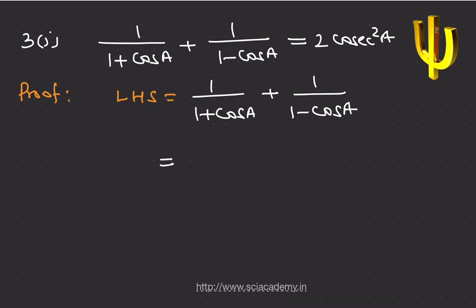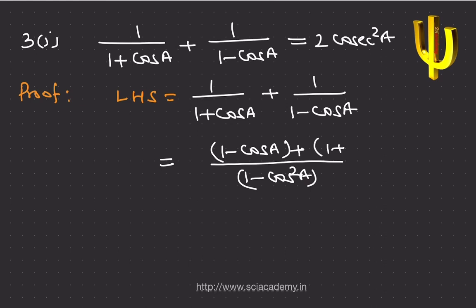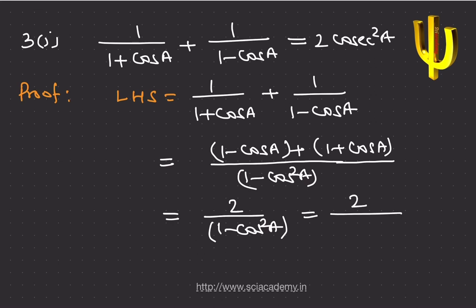That can be written as, taking the LCM, 1 minus cos square A, and numerator is 1 minus cos A plus 1 plus cos A. That means we have 2 by 1 minus cos square A, which after applying the identity, this becomes sin square A, that is equal to 2 cosec square A.